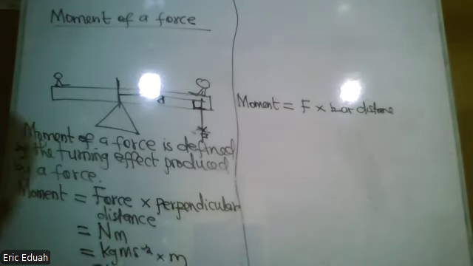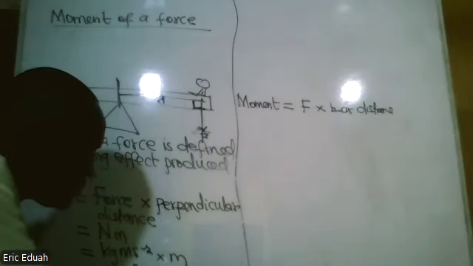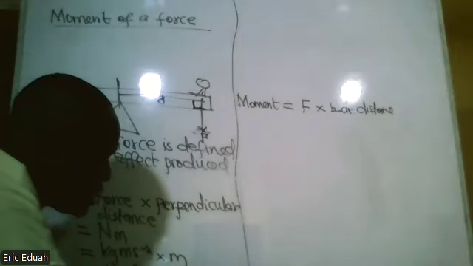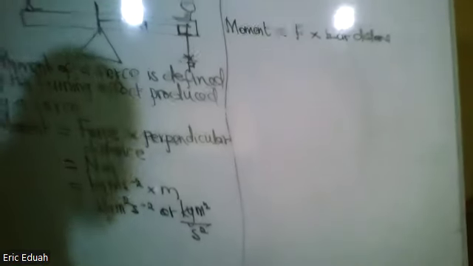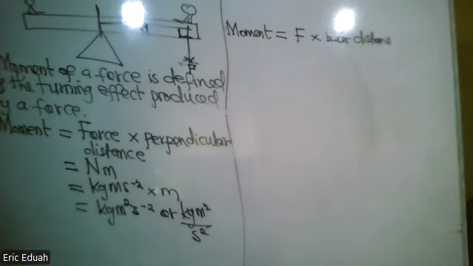Kilogram meter per second squared times meter. So kilogram meter squared per second squared, or writing it in this manner. Okay, so this becomes the derived units.